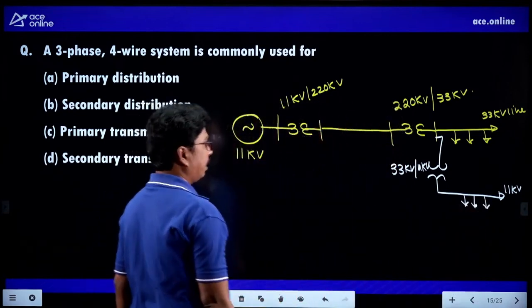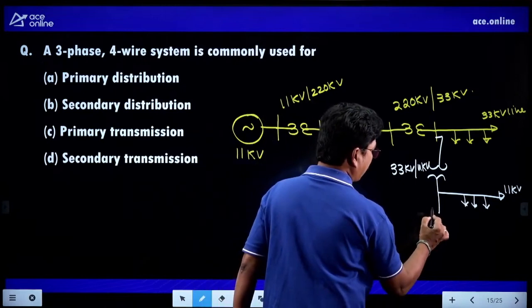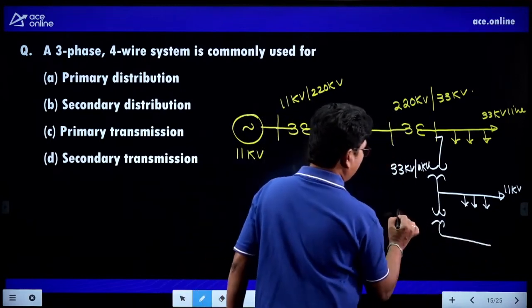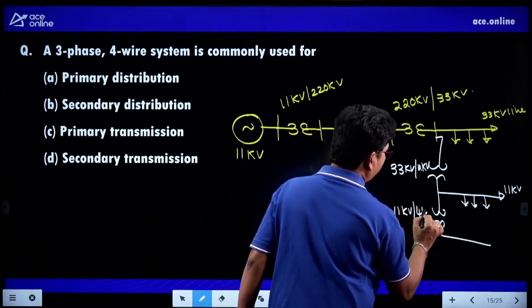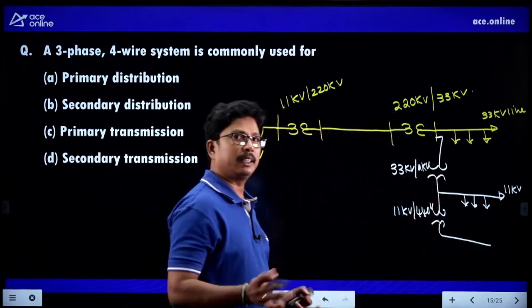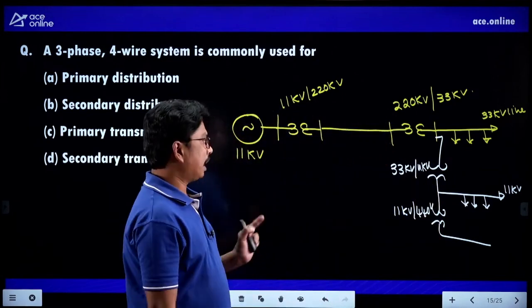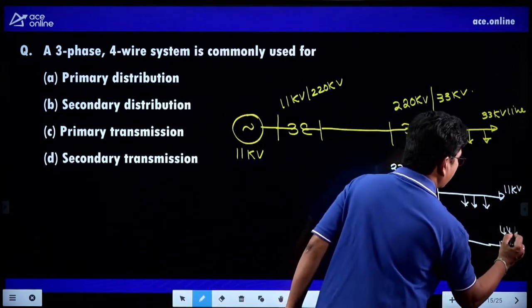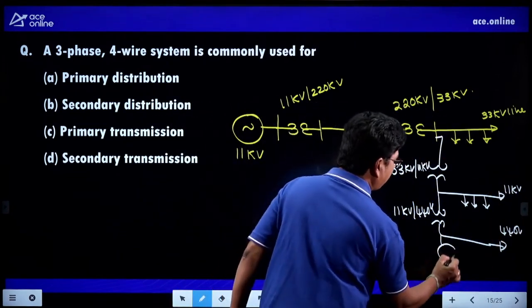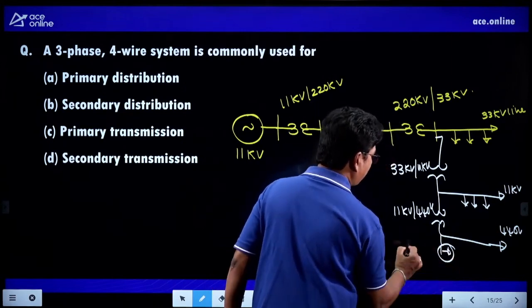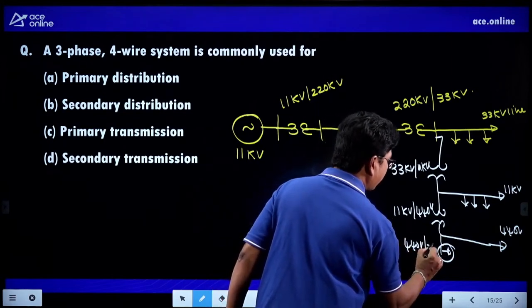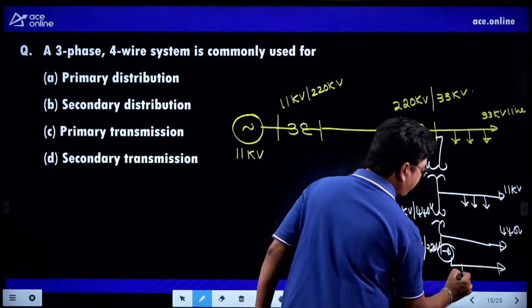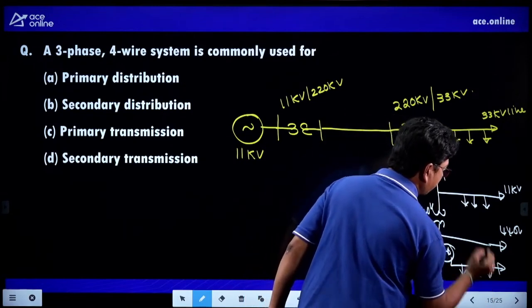loads here. And we can take one more transformer here, and we can connect 11 kV by 440 volts or 400 volts. Normally it is rated for 415 volts nearby. 11 kV by 440 volts, right? So this is the 440 volts line. And from here we can take a single phase transformer, 440 volts by 220 volts single phase transformer. This is the single phase distributor wire, and here we have the domestic consumers.